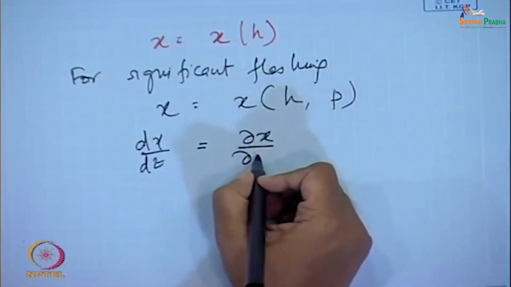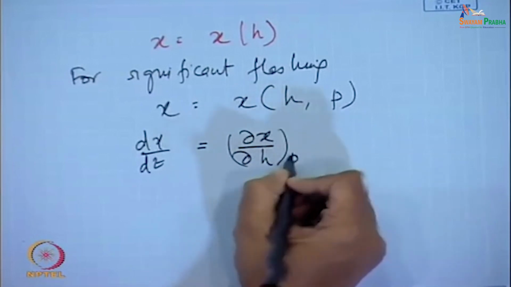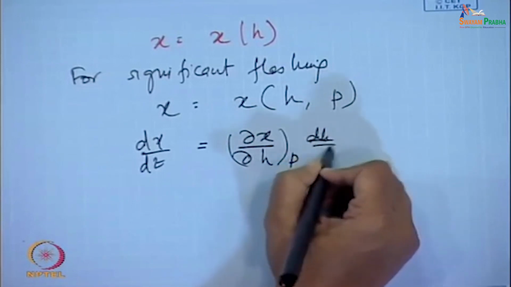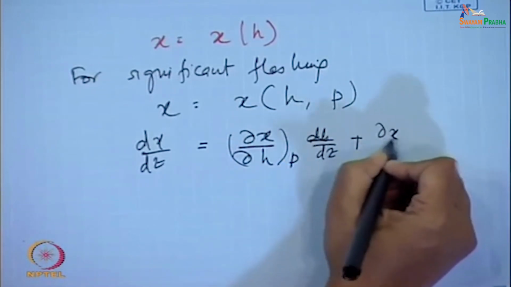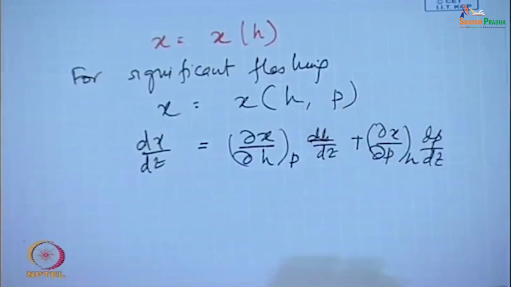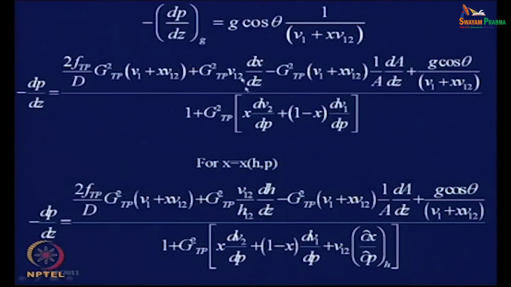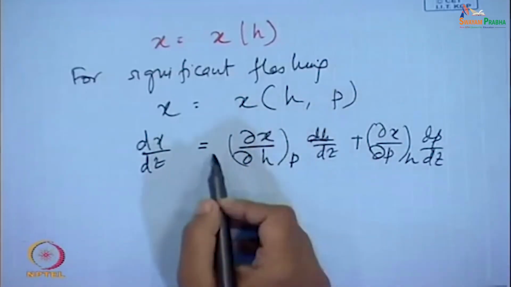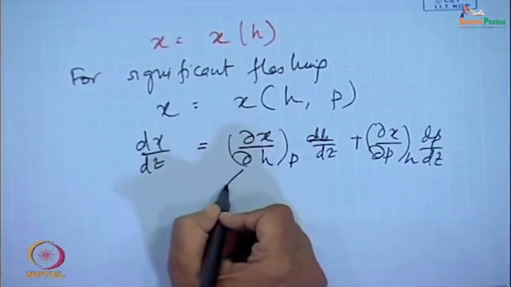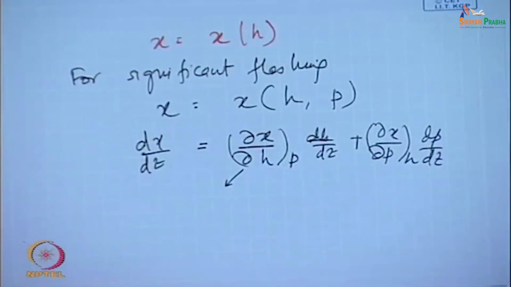Okay. So, it will be del x del H at constant P dH dz plus del x del P at constant H dP dz. You agree with me? So, therefore, instead of the dx dz that I have mentioned here, this has to be replaced by this whole term. Do you agree with me? And then what is this term, can you tell me? What is this particular term?